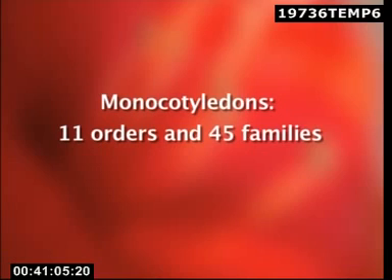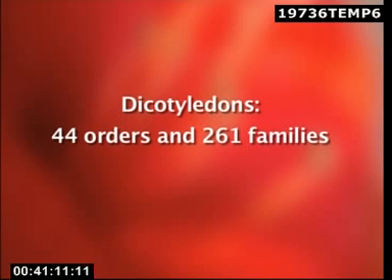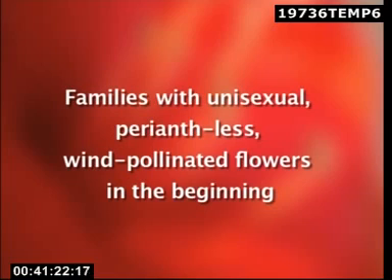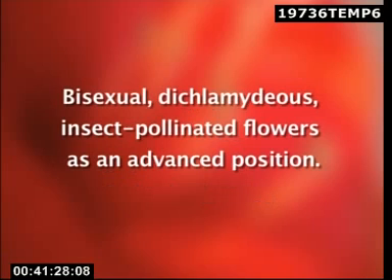Monocotyledons have been classified into 11 orders and 45 families, whereas dicotyledons are classified into 44 orders and 261 families. In the Monocotyledoni as well as Dicotyledoni, they placed families with unisexual, perianth-less, wind-pollinated flowers in the beginning, and those with bisexual, dichlamydeous, insect-pollinated flowers in an advanced position. Thus, the angiosperms are arranged in an ascending series according to the increased complexity and elaboration of flowers, although the system is not evolutionary in the strict sense.